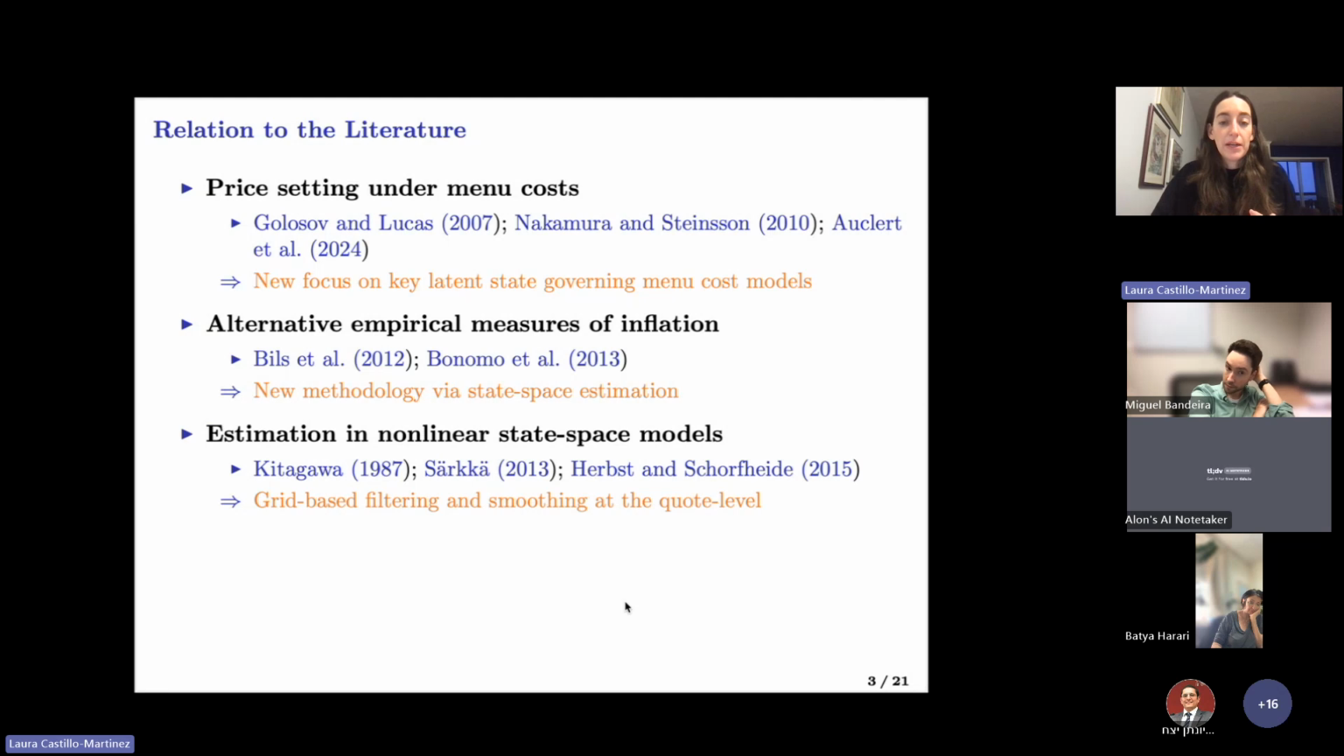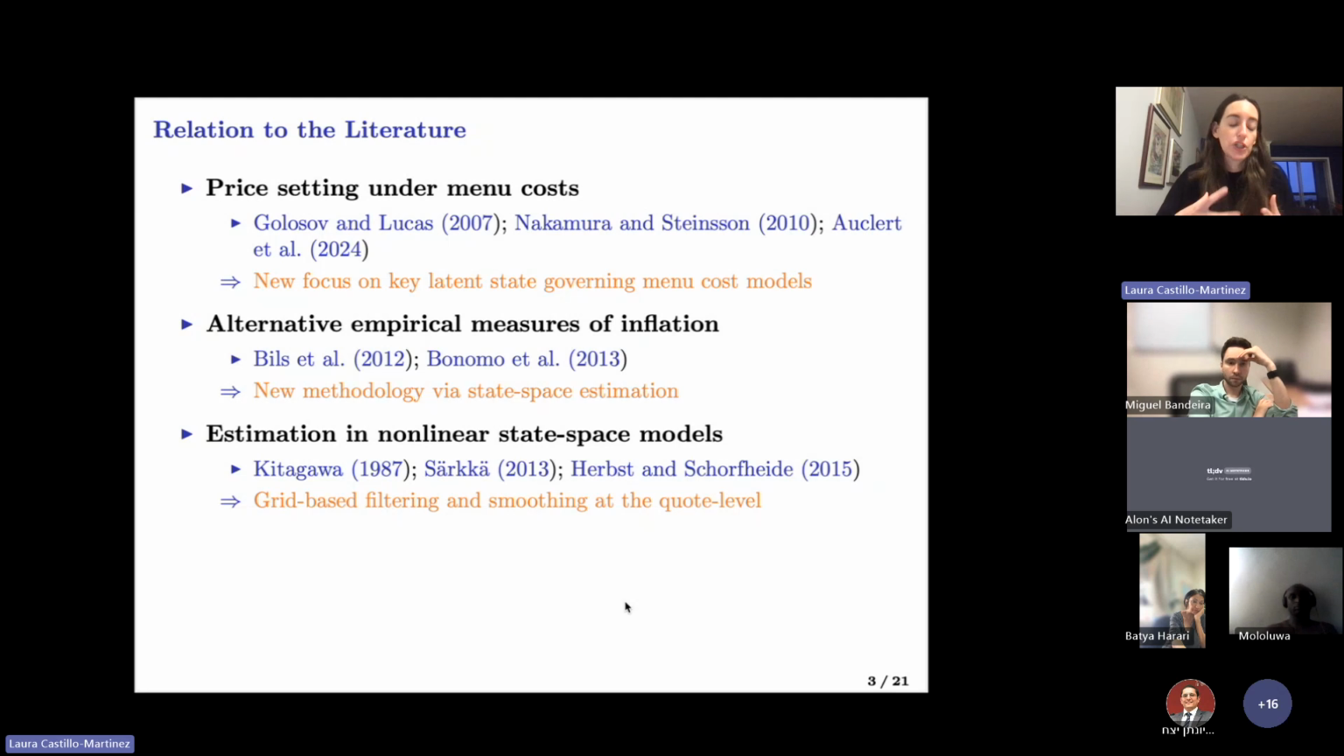More towards the econometrics, there is a literature on estimation of nonlinear state space models. Here, the contribution is going to be claiming or showing that SS models are a particularly good setup to do grid-based filtering and smoothing at a very big scale. So we're going to do Bayesian estimation and the filtering at the quote level. This has some intricacies in itself, and we're going to claim or show that the SS model is particularly good for this kind of exercise.